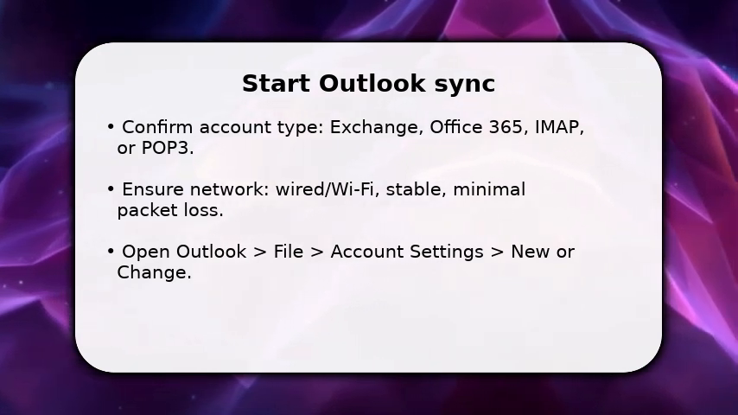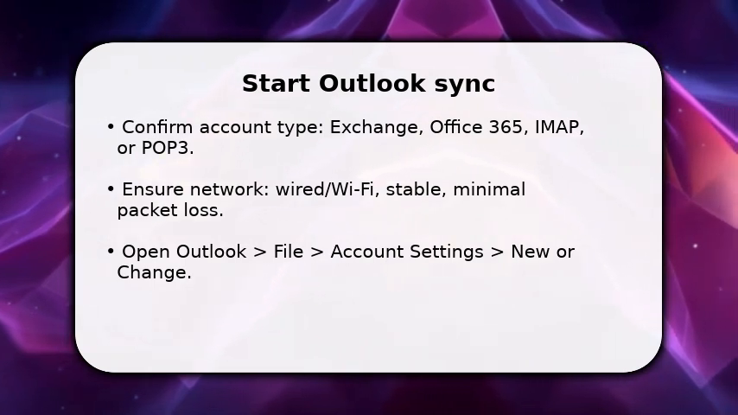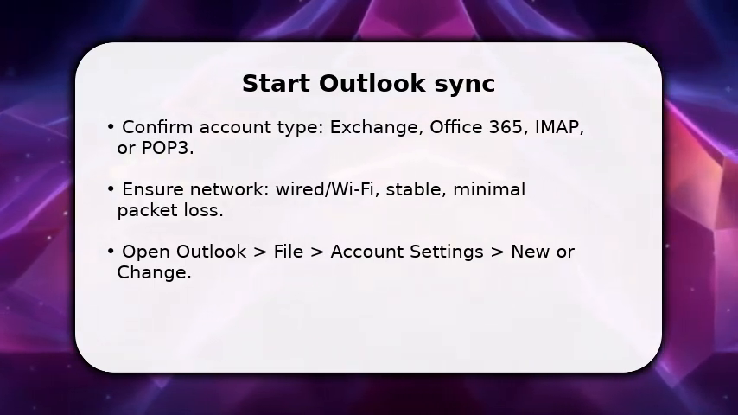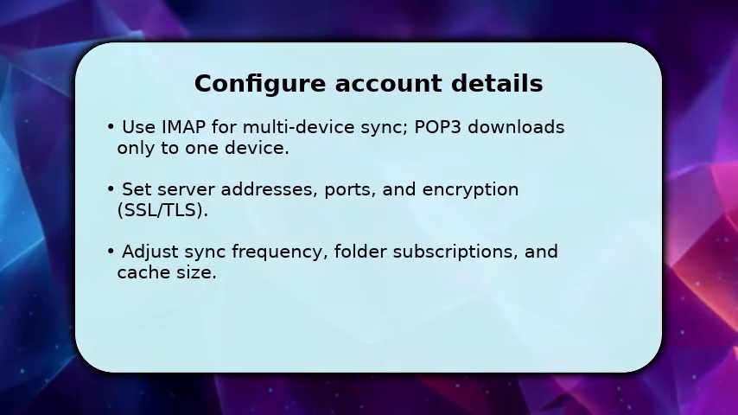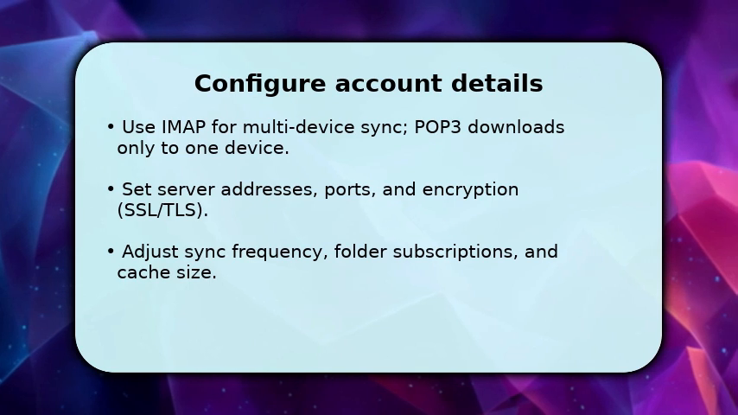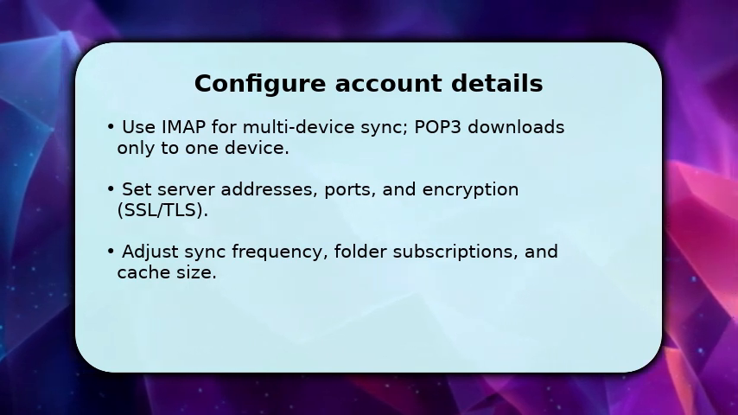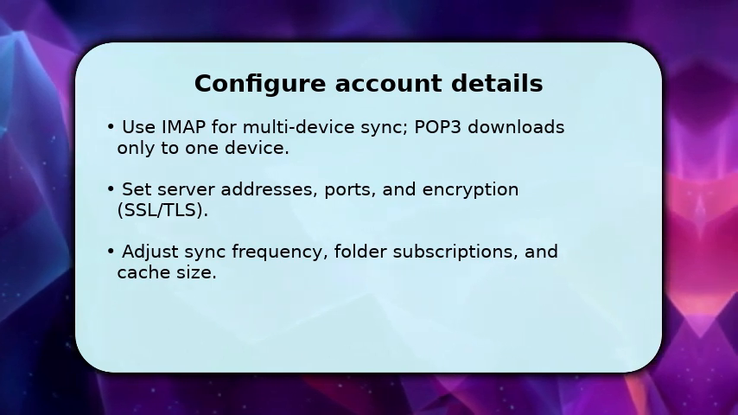If Auto-Discover fails, pick Manual Setup and prepare server details. This starts the sync process and hands control to the next configuration stage. Now you configure the complex middle steps that determine reliability. If you want multi-device parity, choose IMAP or Exchange. POP3 will not keep folders synchronized.